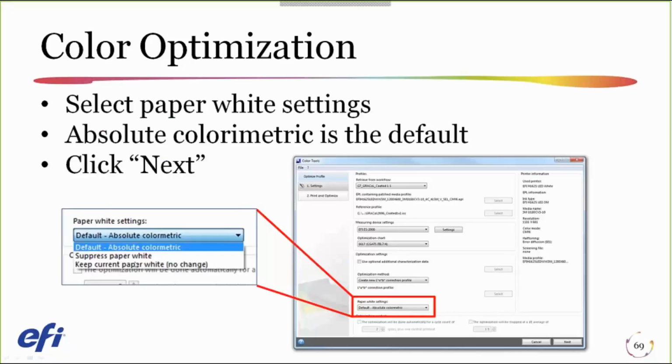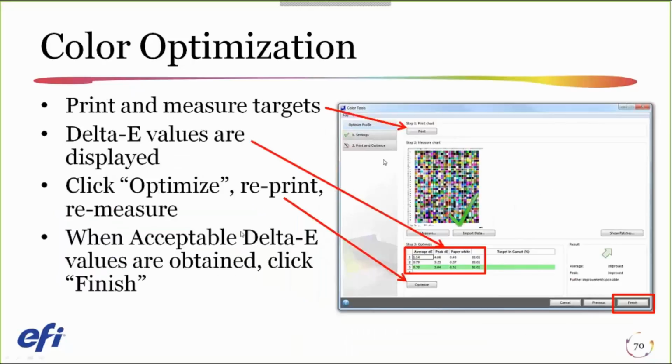If you've edited the white point to match your output, it's a common edit people make to their ICC profiles. They're doing absolute colorimetric printing, but the white point was a little bit off, and that's to edit the ICC profile. If you've done that, if you select Keep Current Paper White, the optimization process will change everything else except the white point. You click Next, you print, measure, Next, and you will start to get delta E values. We'll cover these in detail in a bit.